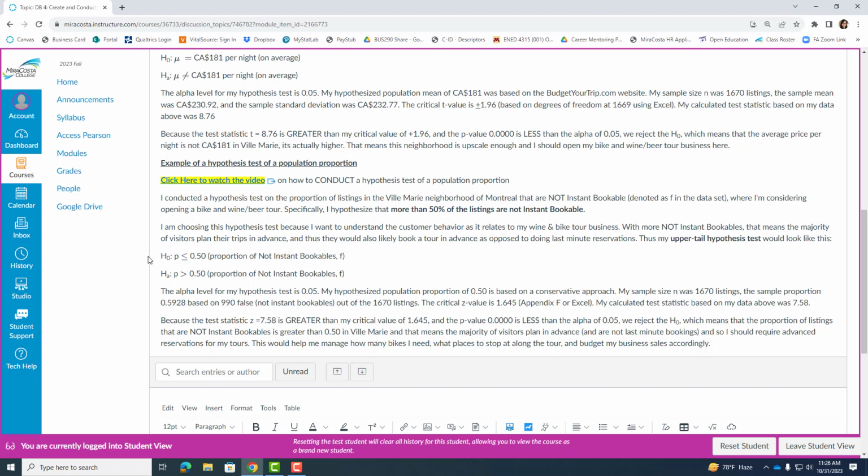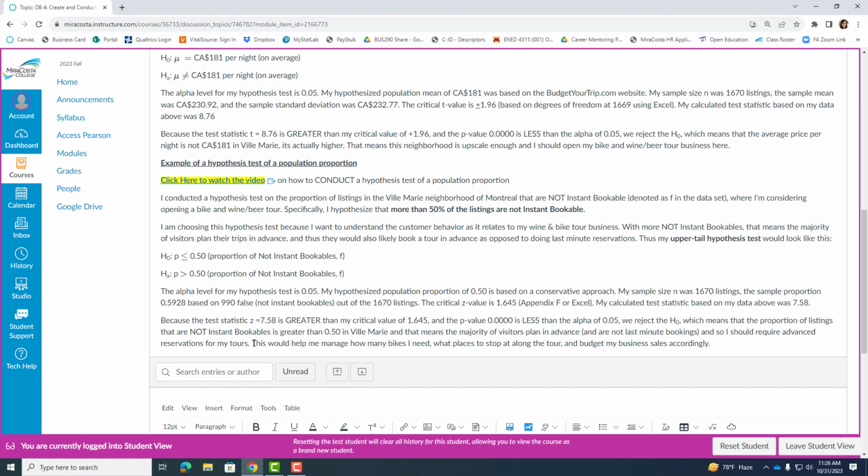Which means, if I'm rejecting the null, imagine I'm crossing out that top sentence and just keeping the alternative hypothesis. So that means that the proportion of listings that are not instant bookables is greater than 0.5 or 50% in Ville Marie, which means that yes, greater than 50% or the majority of visitors do plan in advance and book their Airbnbs in advance, and they're not like last minute sudden bookings. And so for my business, I should also require advanced reservations for my tours. And I wouldn't necessarily do last minute bookings because they're not the majority of what's happening with my Airbnb data.